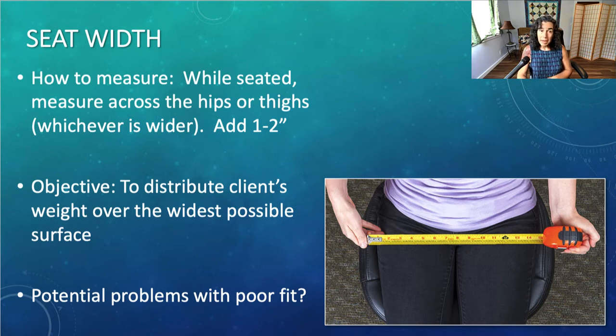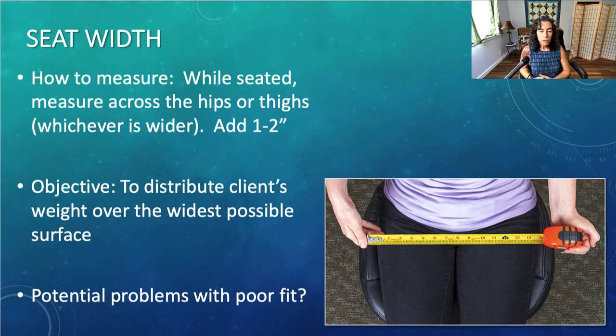So jumping right in, one of the things that we're going to measure is the seat width. While the client is seated, we're going to measure across the hips or thighs, whichever is wider, and add 1 to 2 inches. So that's going to give them some leeway on the sides of the seat. The objective of this is to distribute the client's weight over the widest possible surface.